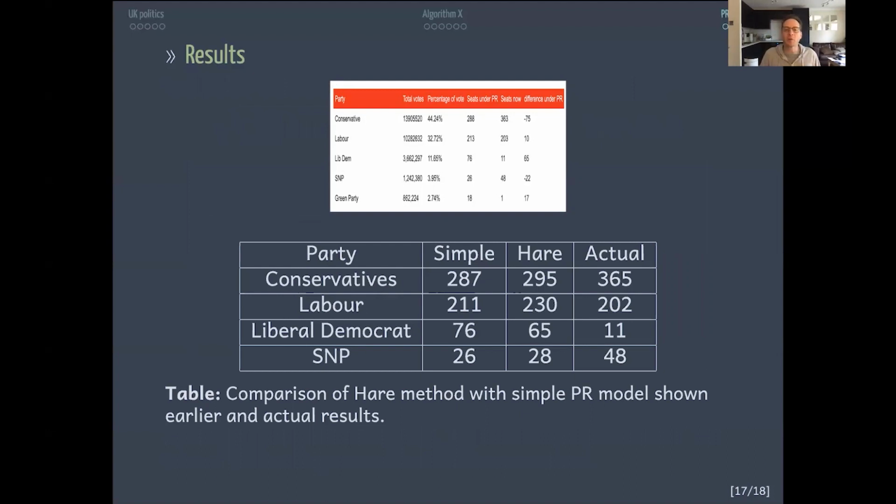The Labour Party, which won 211 seats, would have 230 using the Hare method. The Liberal Democrats and the Scottish National Party are the next 2 biggest parties. Liberal Democrats actually suffer slightly from using the Hare method. They get 11 fewer seats than a very basic simple model. And the SNP, Scottish National Party, end up with a similar number of seats using the Hare method as the simple method, whereas you can see in actuality, these results are very different.